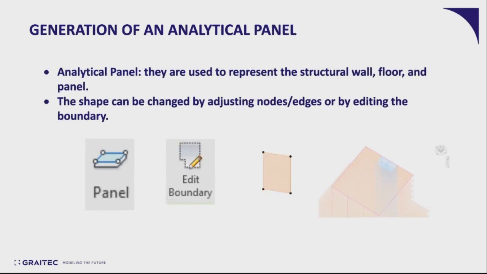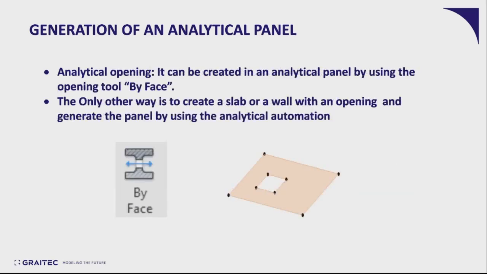An analytical panel can also be created in Revit as well. So an analytical panel is going to represent a structural wall, a floor, or a panel, and the shape can be changed by adjusting the nodes and the edges or editing the boundaries of this panel. And also an opening can be analytical in Revit as well. So an analytical opening can be created in an analytical panel by using the opening tool by face.